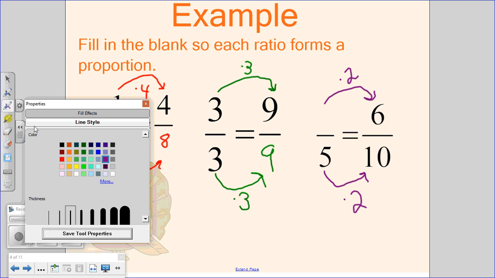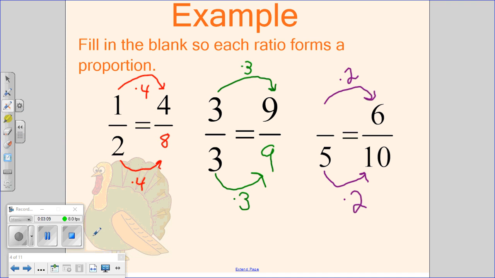So instead of thinking about 5 times what is going to give us 10, think about 10 divided by what would give us 5. I know that 10 divided by 2 is going to equal 5. So then I would take this number 6, and if I divide it by 2, then I would be making an equivalent ratio. So I know 6 divided by 2 is 3. And so now I can go back and check my thinking the other way. I know that 5 times 2 is 10, so 3 times 2 should give me 6, and it does. That is a true statement.